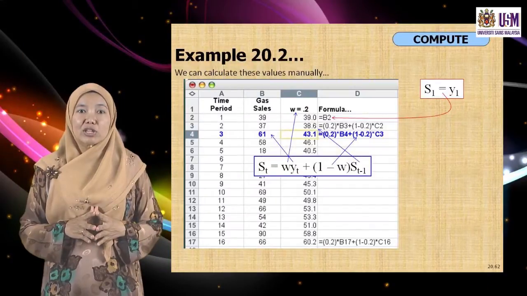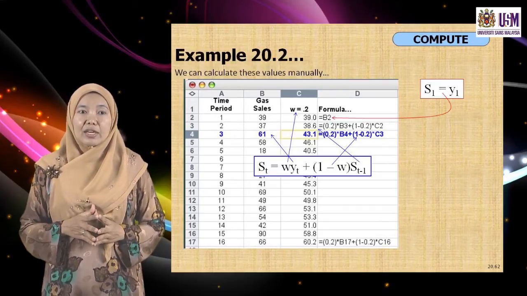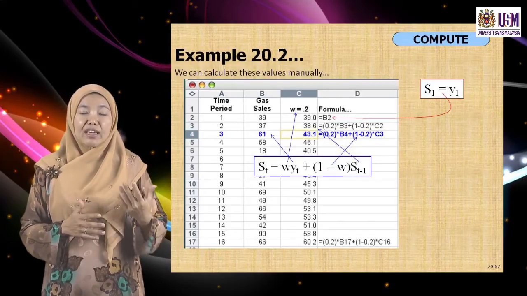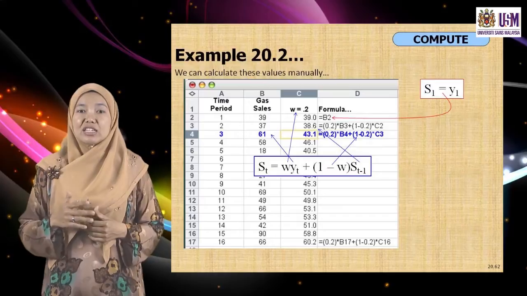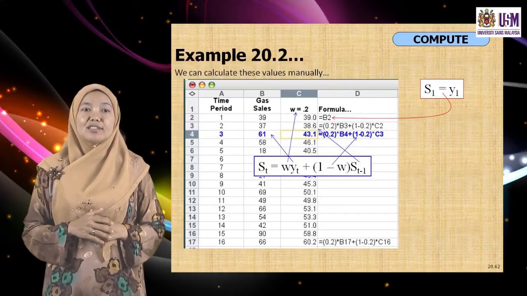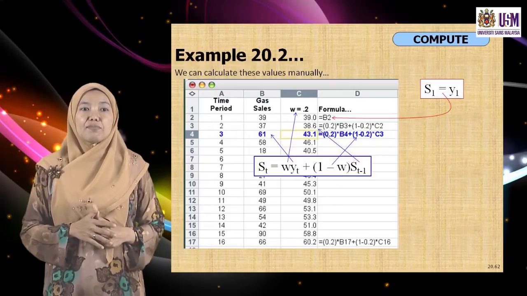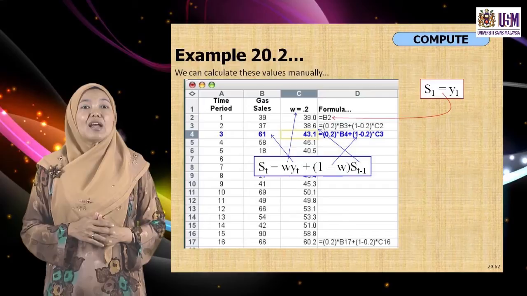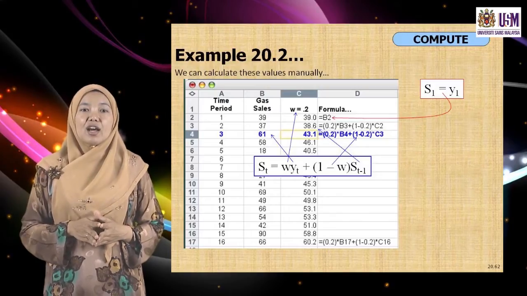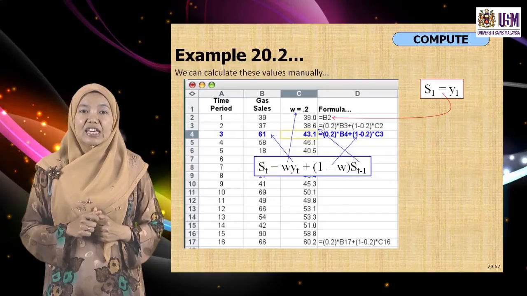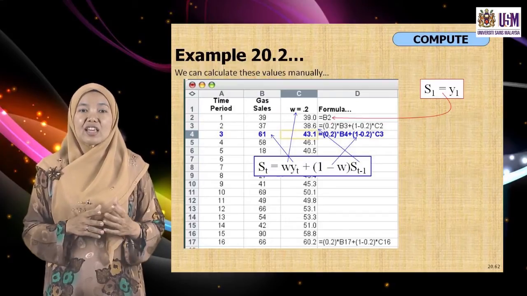Let's look at this example 20.2. How are you going to calculate this exponentially smoothed time series? You can calculate this manually. In actual fact, you can key in your data and the computer will do that for you. But let's say you want to do this manually, using your computer, of course. You have the time period in column A, from the first time period until the last, time period 16, and the actual data in terms of gas sales or petrol sales in column B. Then in column C you have the calculations. Let's assume that your smoothing constant is set at 0.2.